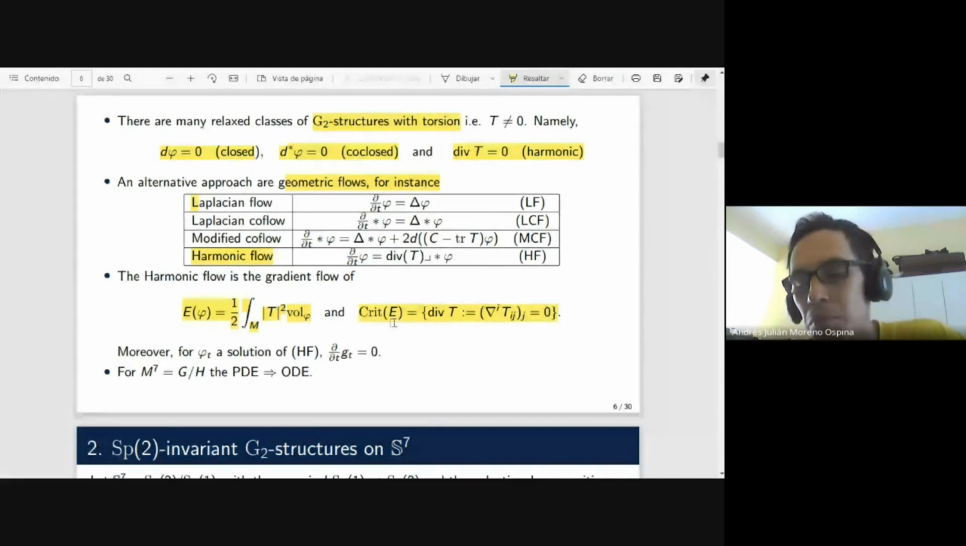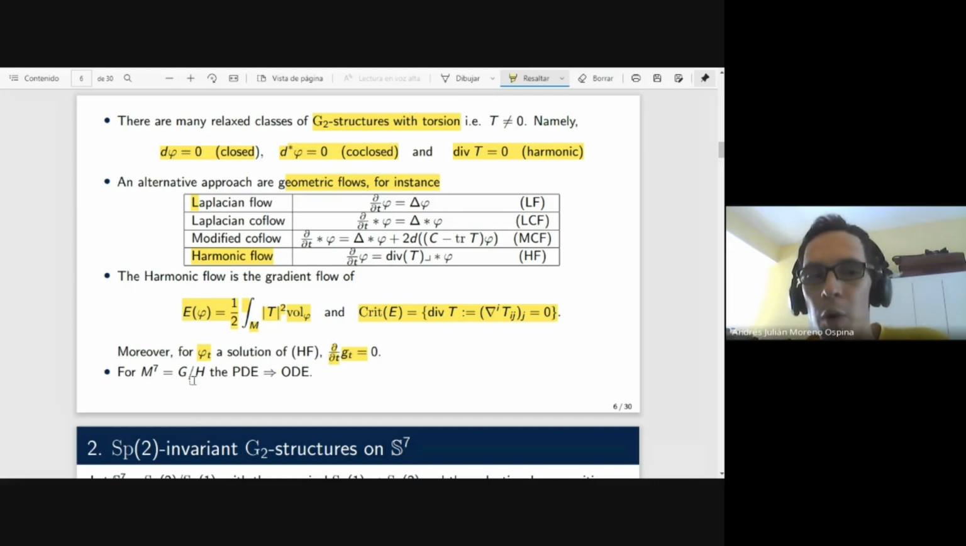And an important property of this flow in relation to the other flows is that for a solution of the harmonic flow, the metric remains the same, yes? Because for each solution, you have a Riemannian metric associated with this G2 structure for each t. But the important thing here is that it remains constant. So for a solution of the harmonic flow, you always have the same metric. So you fix the metric.